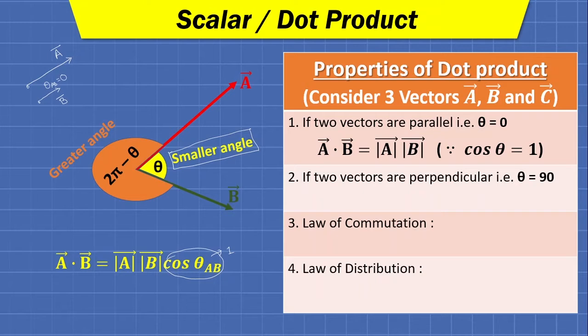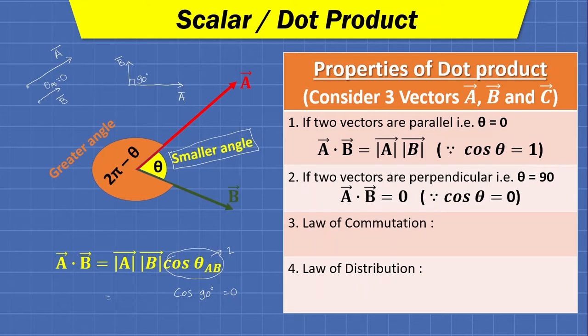Secondly, if two vectors are perpendicular, for another example, if I have A bar lying on the x-axis and B bar lying on the y-axis, then we have a 90-degree angle between A bar and B bar. So if we put 90 degree in this equation, cos 90 will be 0, and hence the whole dot product will result in 0. So if any two vectors are perpendicular to each other, the dot product of such vectors will always be 0.